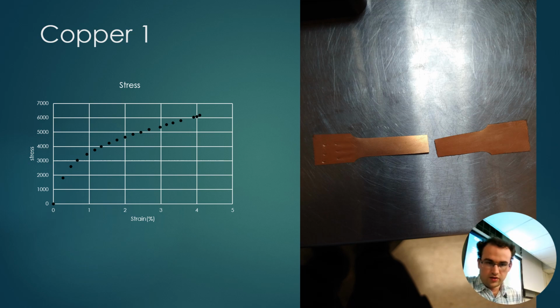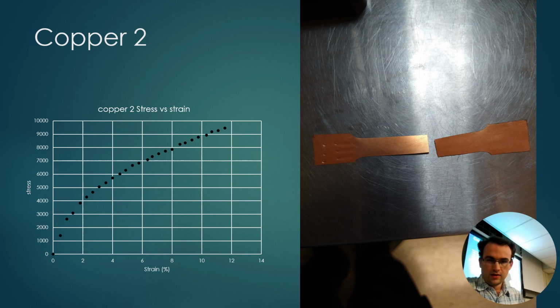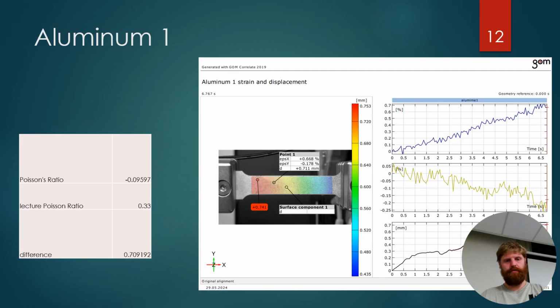Here we have the stress over strain graph for that first copper, and then we have copper 2 showing a more correct Poisson's ratio relationship between lateral strain and axial strain with a displacement graph included. Here we have copper 2.